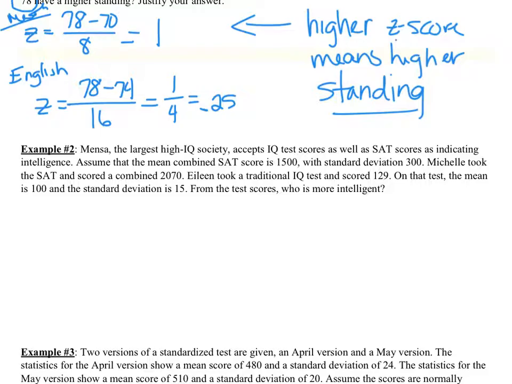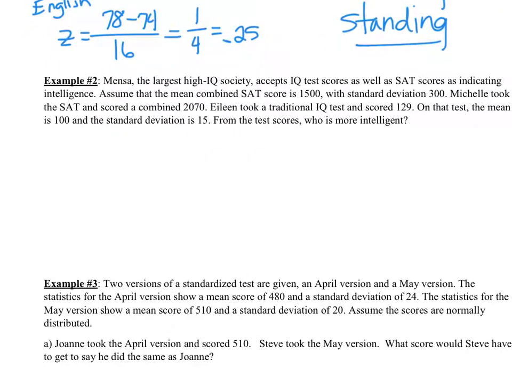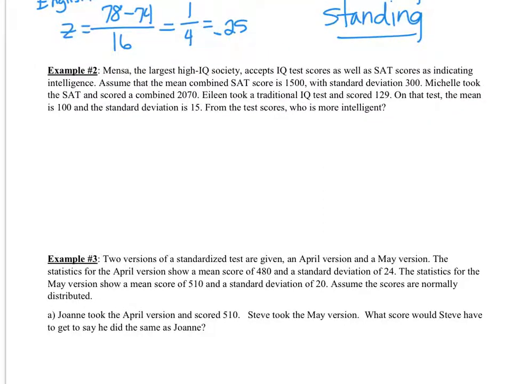Okay, so this one. 2 people want to know who's smarter. Who is it? One person took an IQ test and one person took an SAT. We assume that the mean of the SAT score was 1500 with a standard deviation of 300. Michelle took that test and got a 2070. So let's figure out Michelle's z-score for the SAT.